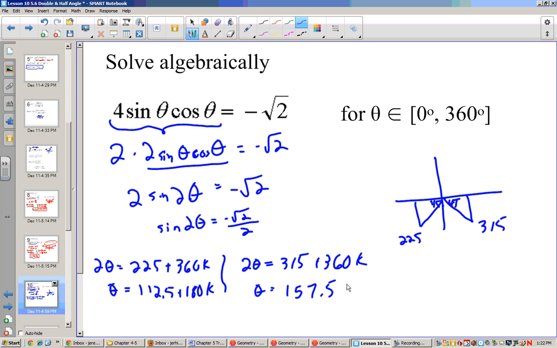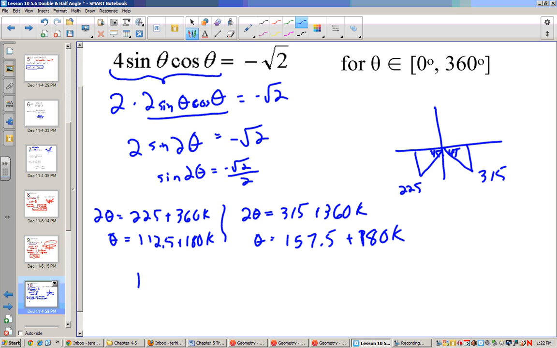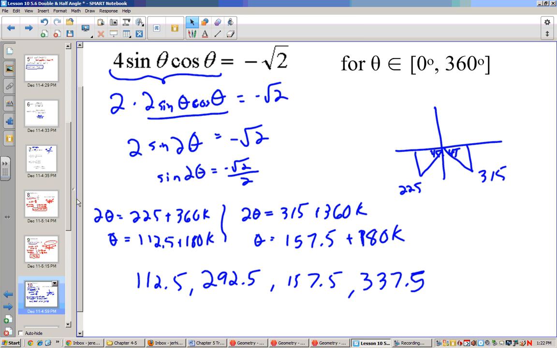157.5. I should use a calculator. I think I'm right. Plus 180k. So now I'd have 112.5. Add 180 to that, and that would be 292.5. And then we have 157.5, add 180 to that, we get 337.5. All right, so you have your general and your more specific solution.